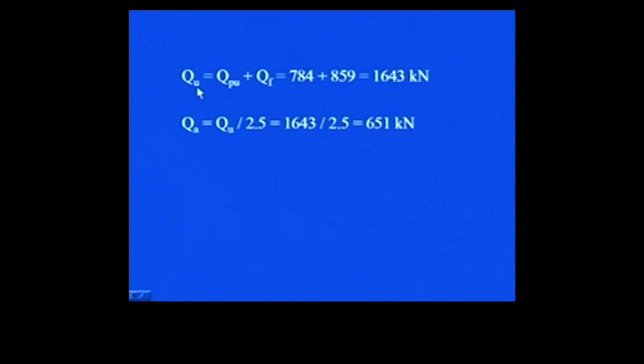So, the total ultimate load carrying capacity becomes point resistance plus skin friction resistance, which is 784 plus 859 results into 1643 kilonewton. So, Q allowable will be Q ultimate divided by the factor of safety, which is 2.5 in this case, and this will give that the pile has allowable capacity as 651 kilonewton. So, you saw that in case the pile has to be driven in the sand, critical depth concept has to be used and how it can be incorporated. I hope that it became clear to you with the help of this example.